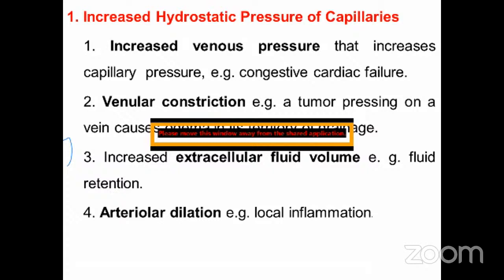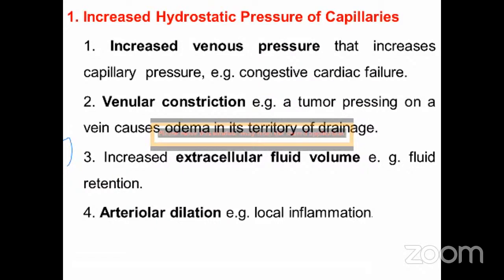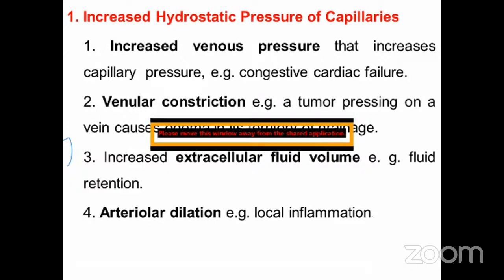Third is increased extravascular fluid volume in fluid retention. If there is an imbalance or any pathology in kidney excretion, there is retention of fluid in the interstitial tissue space, which causes swelling or edema. Then arteriolar dilatation in local inflammation: because of increased permeability of the capillary membrane, there is a collection of fluid in the interstitial tissue space. So these are the causes which increase the hydrostatic pressure of the capillaries.